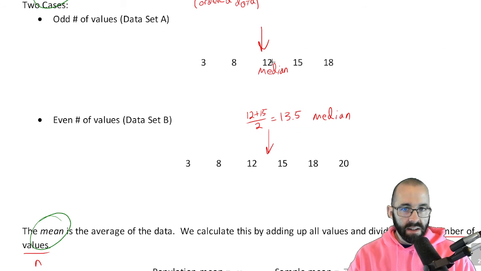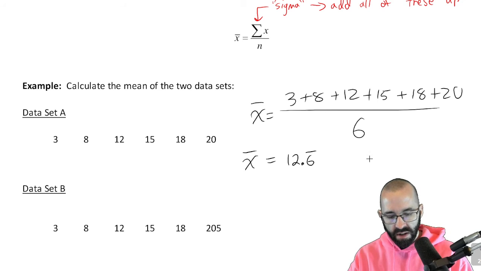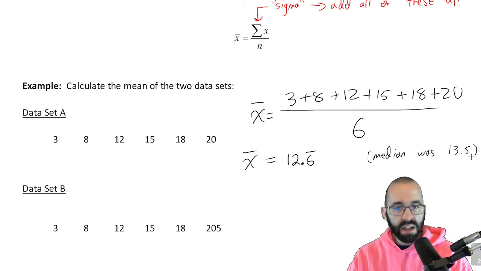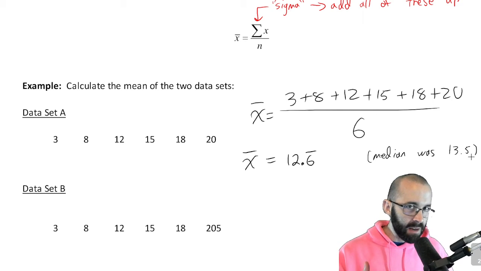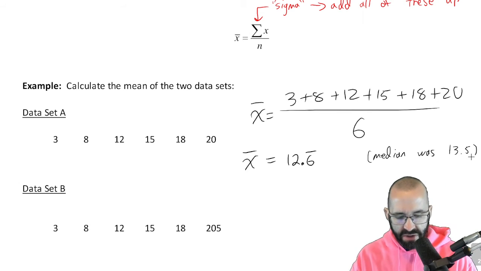So the median of that data set was 13.5. The mean was 12.6. Pretty similar. Remember, the median was 13.5. Mean and median were pretty similar here. Remember, mean and median are two ways of measuring the middle. If they're pretty similar, that's good. That means it doesn't really matter much what we use.